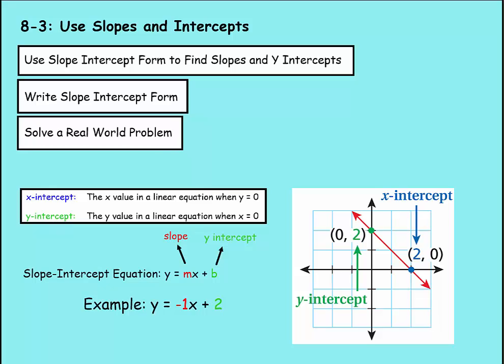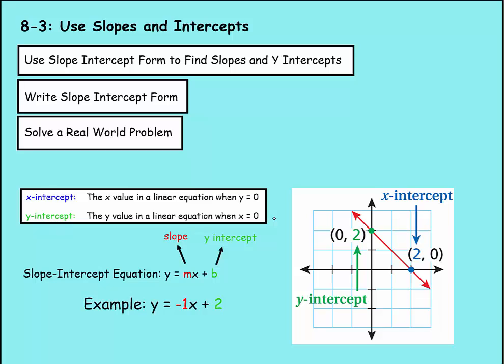First, let's learn the concept of intercepts. On a graph, an intercept is when it crosses one of the axes. When it crosses the y-axis, making x 0, that's the y-intercept. When it crosses the x-axis, making y 0, that's the x-intercept. So the x-intercept is the x value in a linear equation when y equals 0, and y-intercept is the y value in a linear equation when x equals 0.